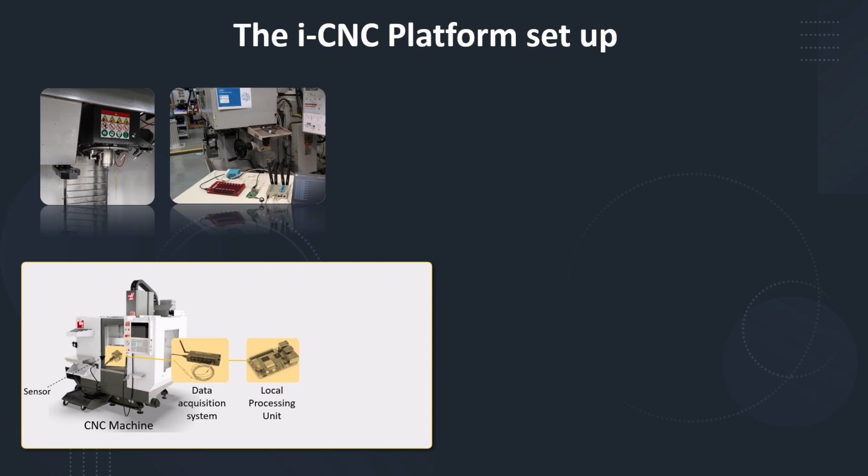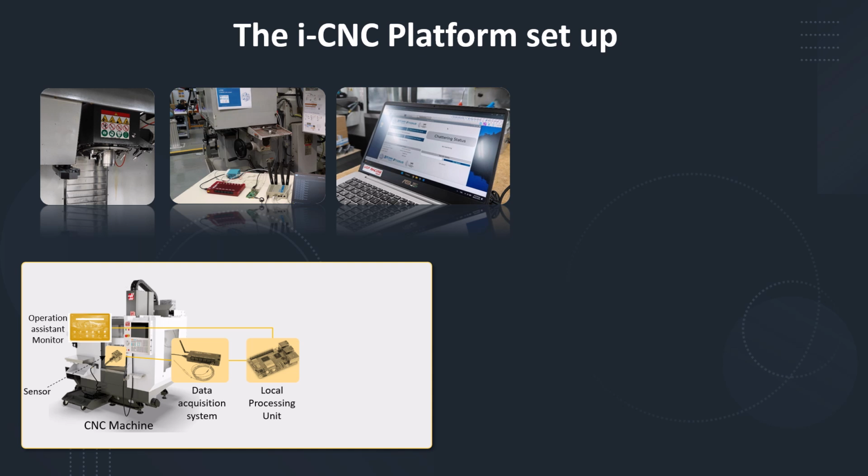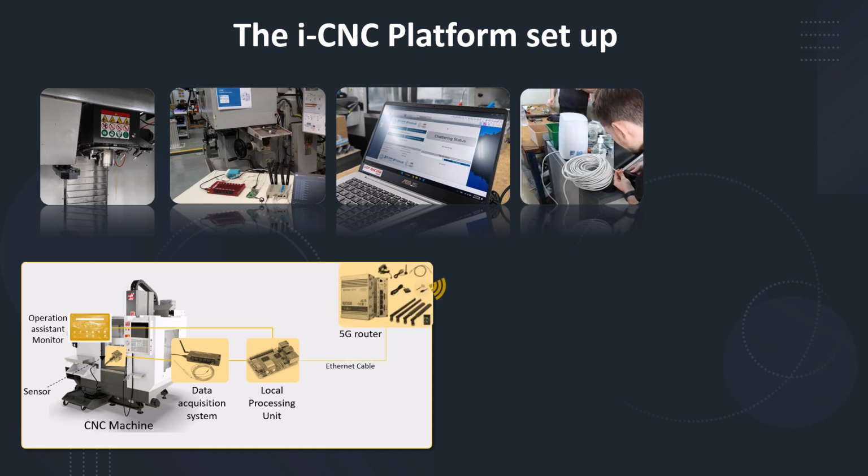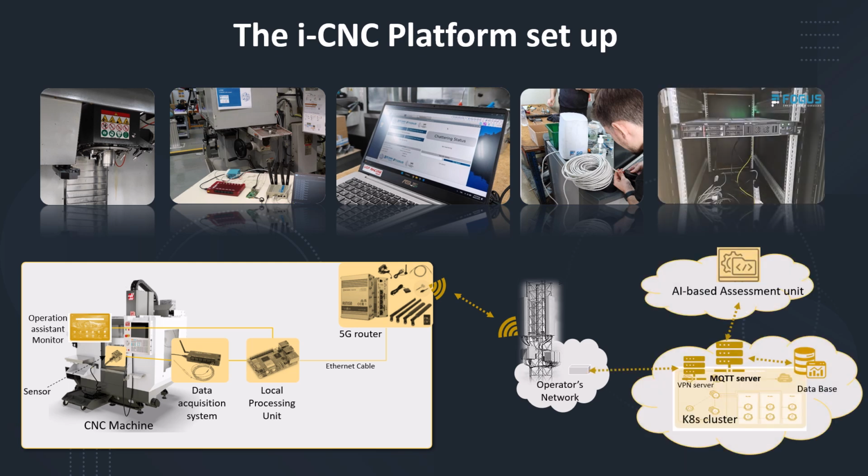The local processing unit feeds an operational assistant monitor, while at network level, it sends the produced packets to an industrial 5G router. Through a VPN connection and over a commercial 5G network, data are collected in a cloud infrastructure. The data are processed by an AI assessment unit, and the results become available to the local processing system through an MQTT server.